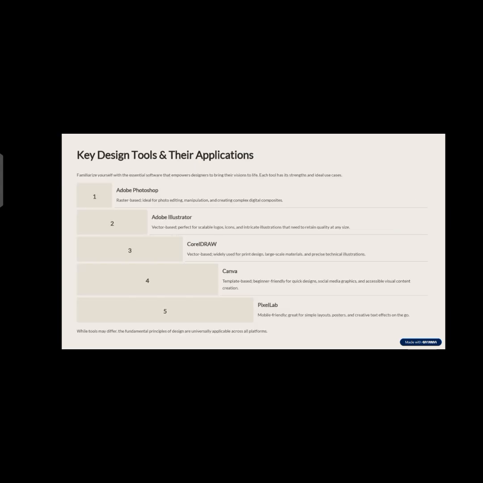Now, the next thing on our slide is key design tools and their applications. Number one is Adobe Photoshop. This is a very common software tool used by designers. Now, number two is Adobe Illustrator. It's still used by designers. It's another popular software tool. It is used for vector-based work, perfect for scalable logos, icons, and intricate illustrations that need to retain quality at any size.